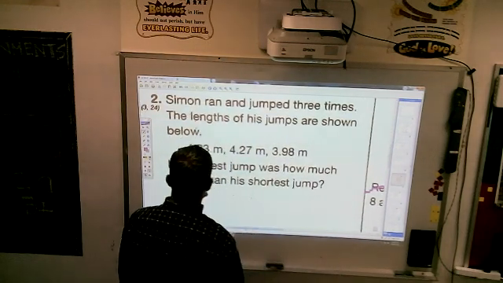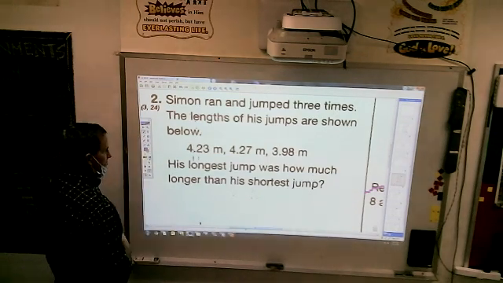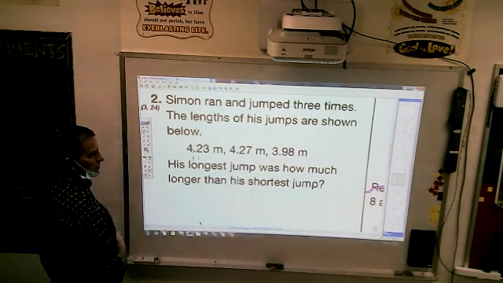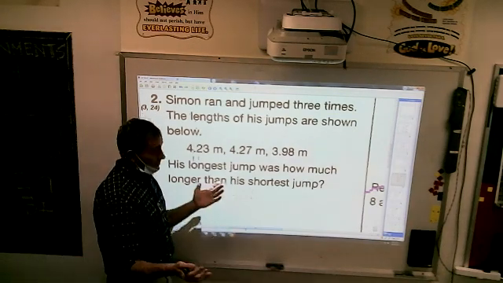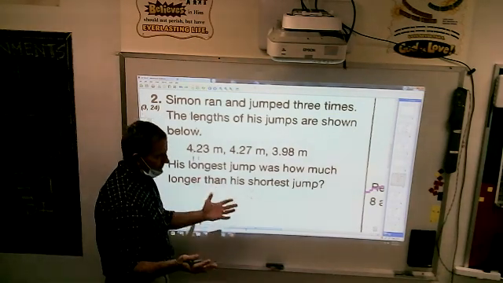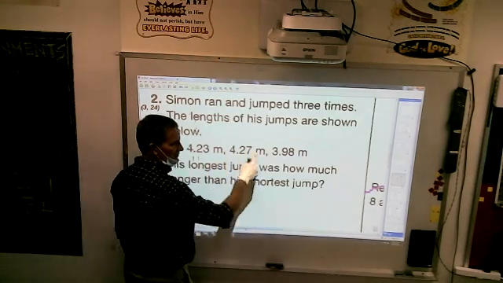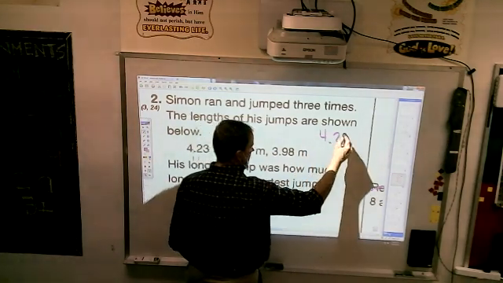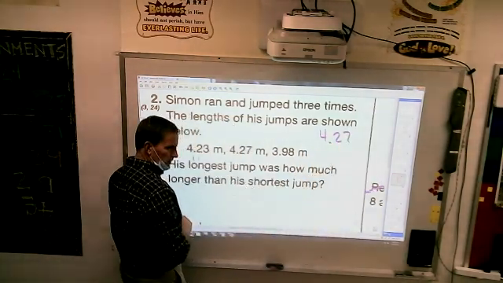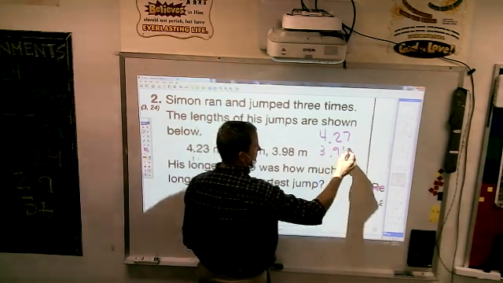Simon ran around and jumped 3 times. The length of his jumps are shown. His longest jump was how much longer than his shortest jump? So you're looking for the difference between the longest and shortest. The difference is what type of problem? Subtraction. Which one of these is his longest jump? 4.27. And you're subtracting his shortest jump, 3.38. You did that and didn't get the right number? I got 0.39.